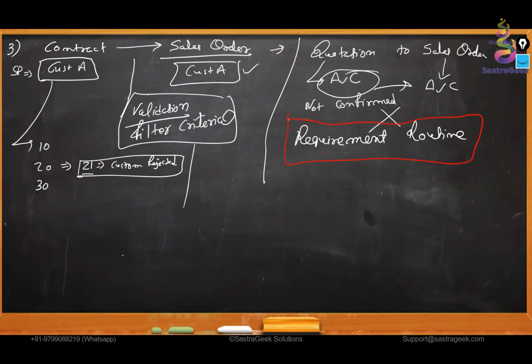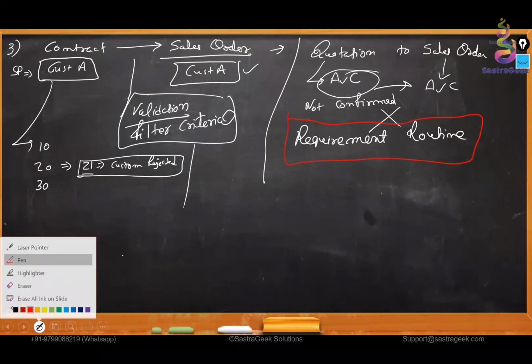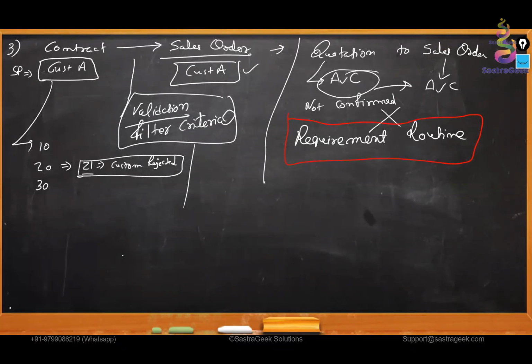Anywhere, if you come across the word requirement routine or requirement, that simply means that the system is making sure that certain filter criteria or validation rules are implemented, and if those validation rules are fulfilled, then only the system will go ahead with any action. Otherwise the system will stop at whatever level it is. So that concept is the requirement routine.